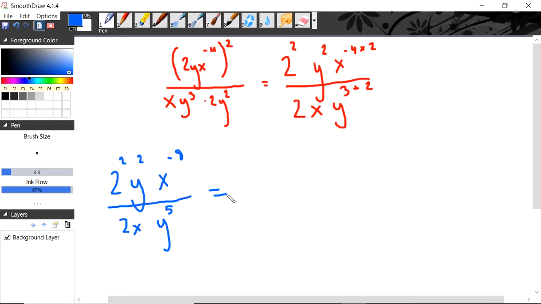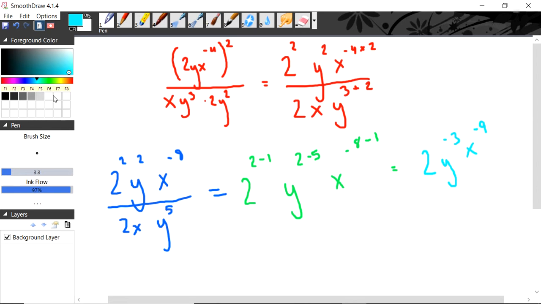Now remember, when we're dividing, we subtract our exponents. So this is going to be 2 to the 2, that's the top, minus 1, that's the bottom. Y, 2, that's the top, minus 5, that's the bottom. X, negative 8, that's the top, minus 1, that's the bottom. Well, this reduces to 2 to the 1, y to the negative 3, x to the negative 9.